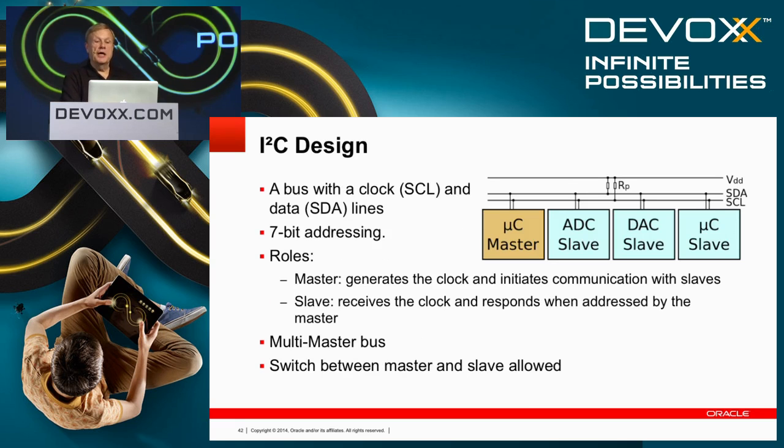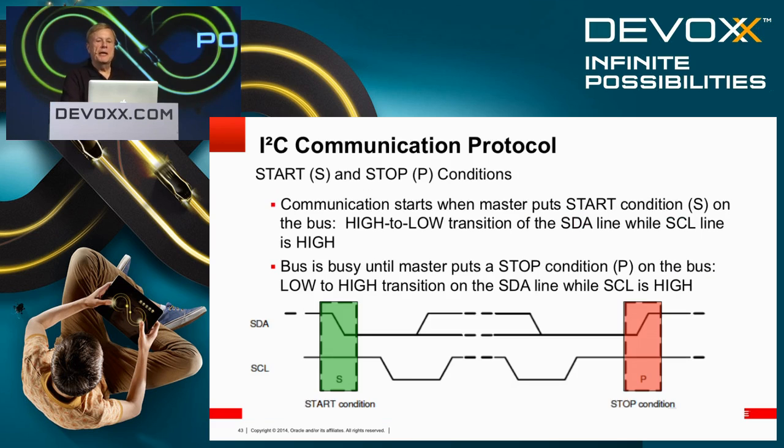And here's the design. We've got a master, and you can have more than one master if you want, and then you've got slaves. The master is the one that generates the clock signal and then communicates with the slaves. Slaves could be peripheral devices. The slave receives the clock signals and then responds, either acknowledging that it's being talked to, or acknowledging that it received data correctly. And then you can switch between masters and slaves. So here are some diagrams of how the pulses go.